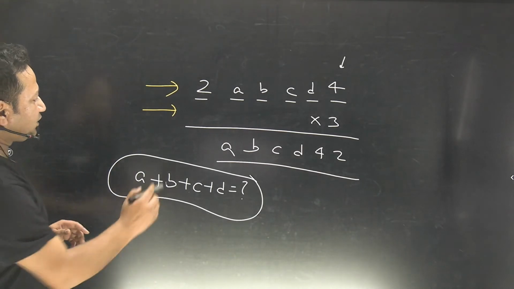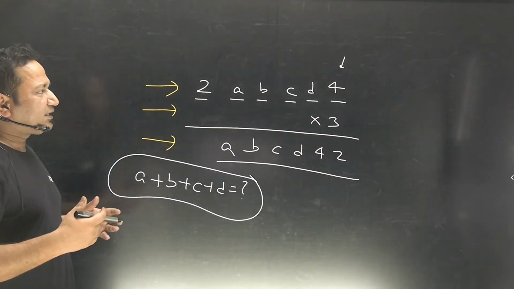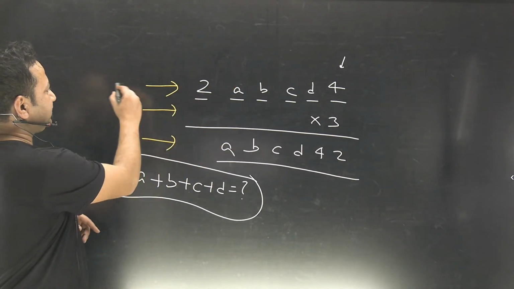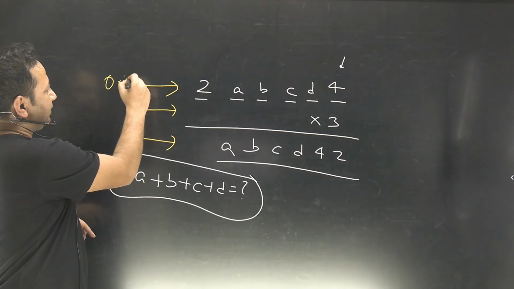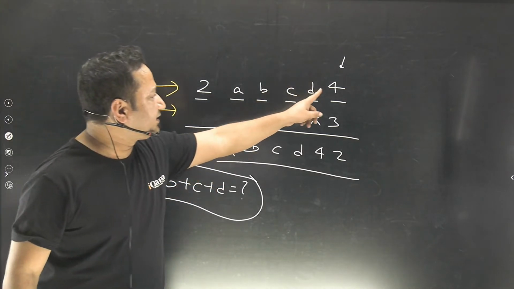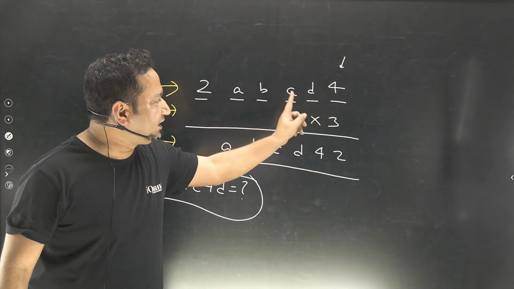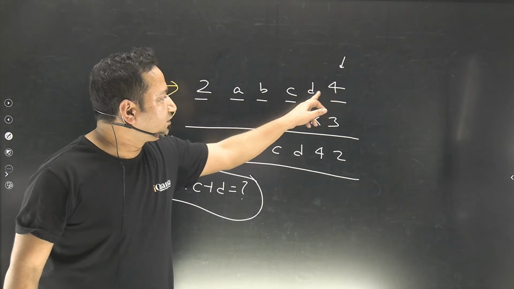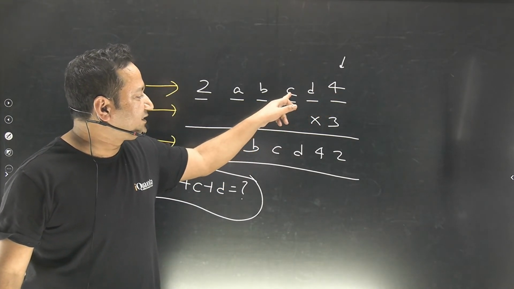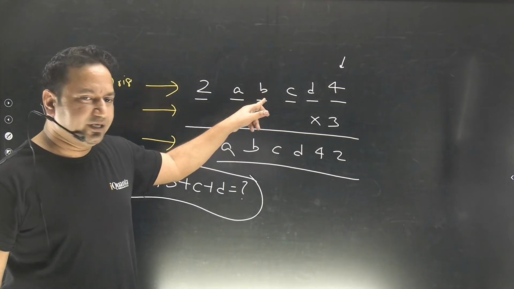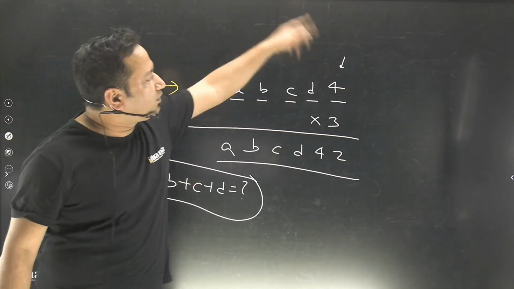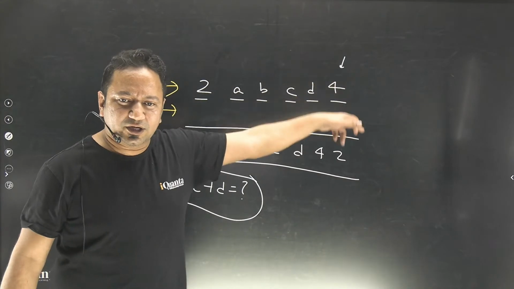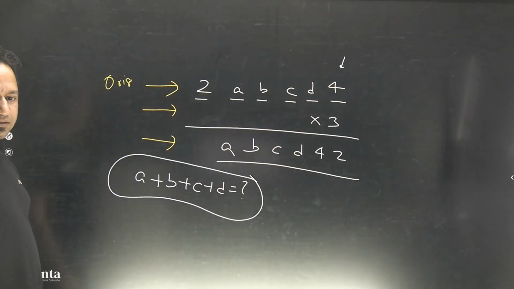That product is also of 6 digits, but the product is composed of the same digits as the original number. The difference is just this, that all the digits shift one place towards the left. So 4 goes to the place of D, D goes to the place of C, C goes to the place of B, B goes to A, A goes to 2, and 2 goes to the unit place. Okay, this is the question.